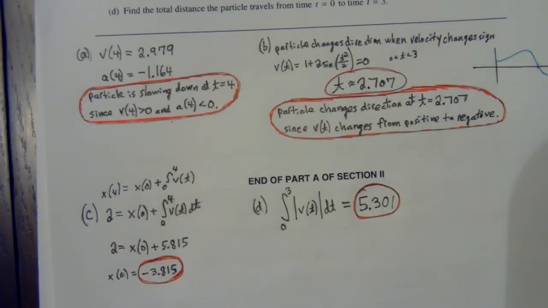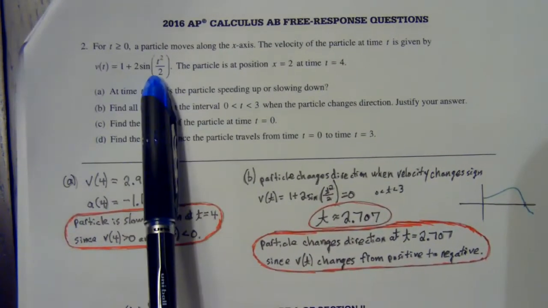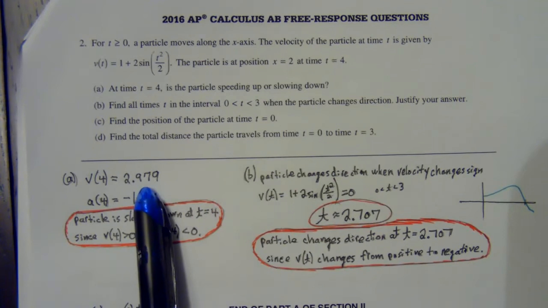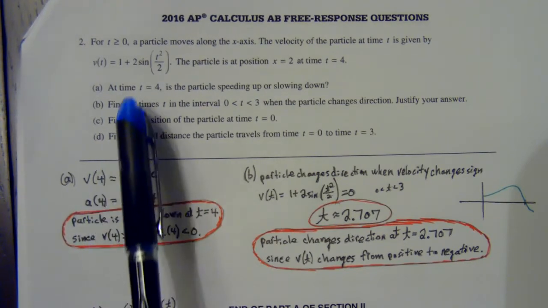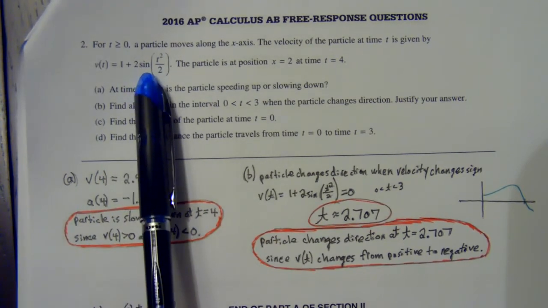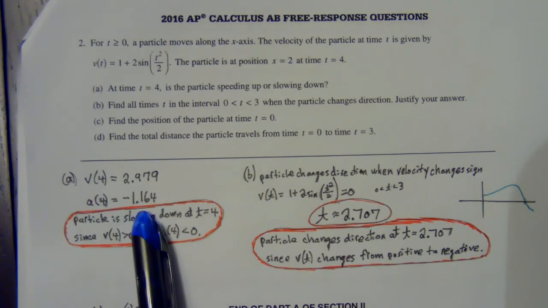For part A, it's asking: is the speed of the particle speeding up or slowing down? Remember, speed is increasing if velocity and acceleration have the same sign. Speed is decreasing if velocity and acceleration have opposite signs. So I've got to take the 4, plug it into that velocity function, and I got a positive number. And a of 4 means I'm supposed to take the derivative of that to get the acceleration and plug in 4. Remember, the math 8 function in the calculator will do that for us.